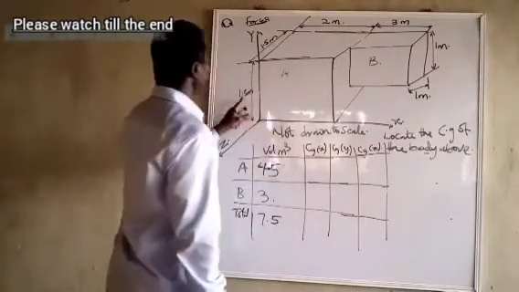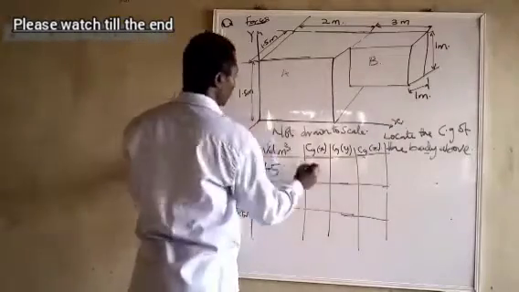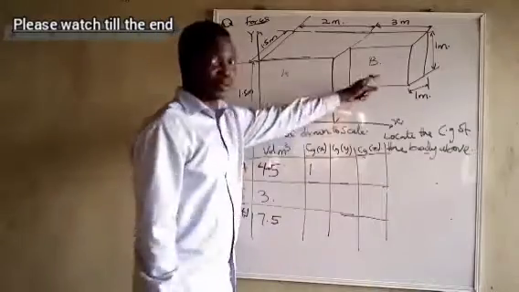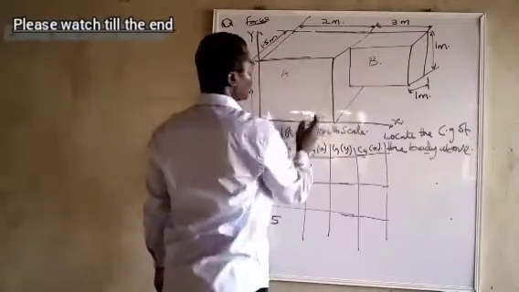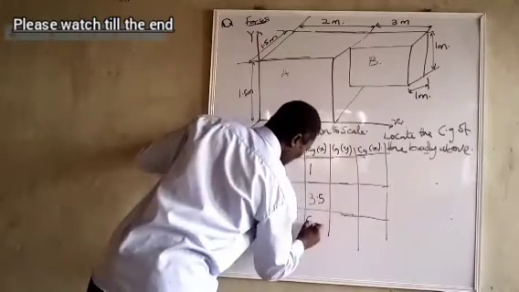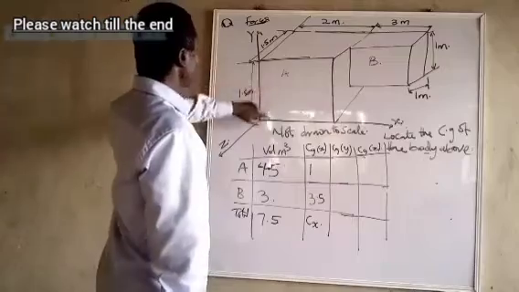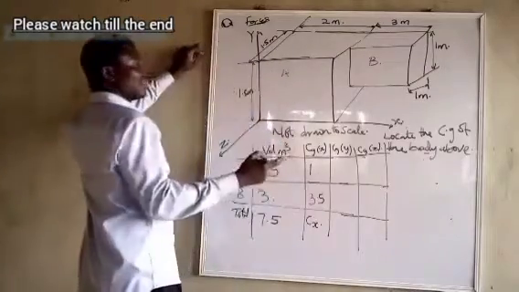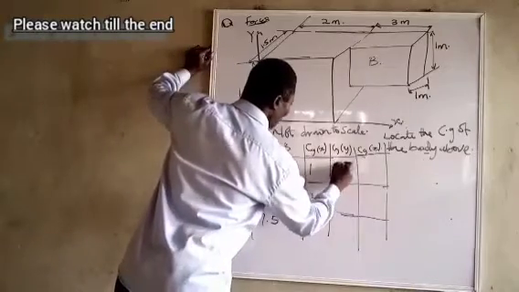Now, for the center of gravity along the x-axis, for A, it will be 1. For B, it will be 2 plus 1.5. You can see the center of gravity of this one is 1.5 from this joining. So it will be 2 plus 1.5, that's 3.5. Let's check that of Y. For Y, it is 1.5 over 2. Let me just write it like that, please. 1.5 over 2 or 0.75. But I like writing it like this.